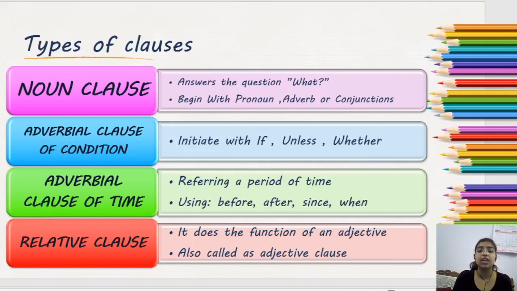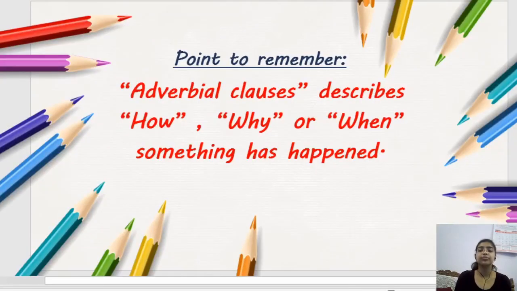Relative clauses. In the case of relative clauses, we use them with the function of adjectives. They are also called adjective clauses. Now, let's move to our next slide. Point to remember, adverbial clauses describe how, why, or when something has happened. We are going to discuss this in great detail in our next slides.